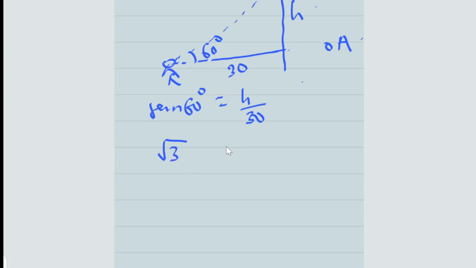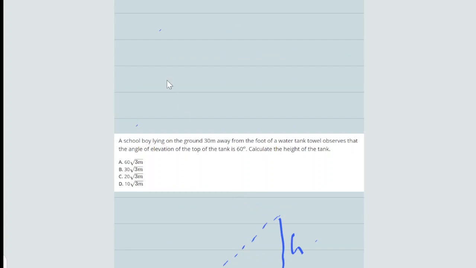Because your sin 60 is root 3 over 2 and cos 60 is half. Yeah, so root 3 is equal to h over 30. Then your h will now be 30 root 3. So 30 root 3. That is that.